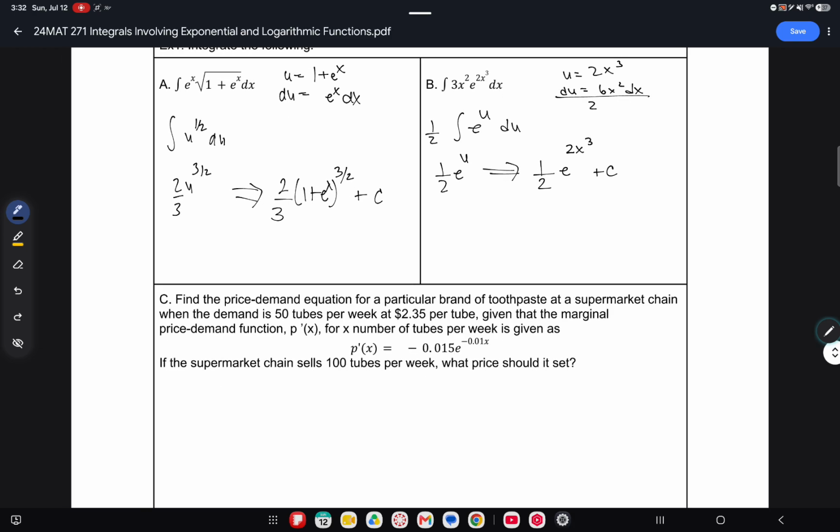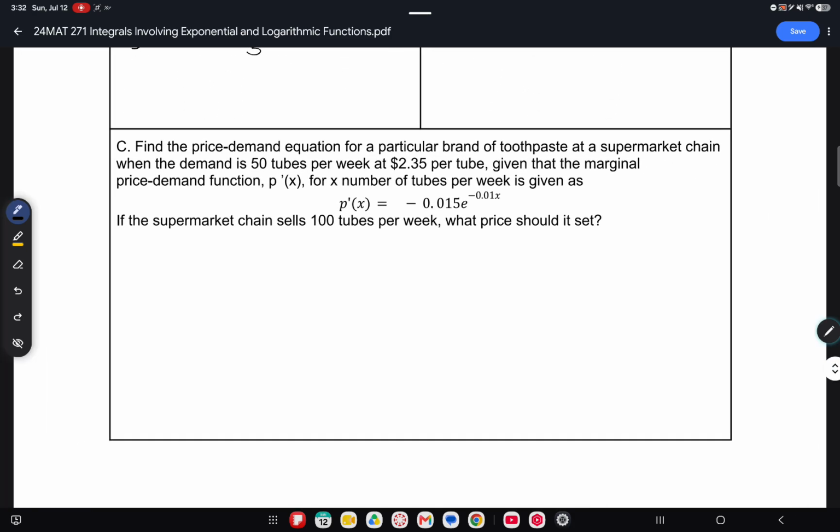I still have some word problems in there, right? So find the price demand equation for a particular brand of toothpaste in a supermarket chain when the demand is 50 tubes per week at 2.35 per tube, given that the marginal price demand function is as follows. If the supermarket chain sells 100 tubes per week, what price should it set?